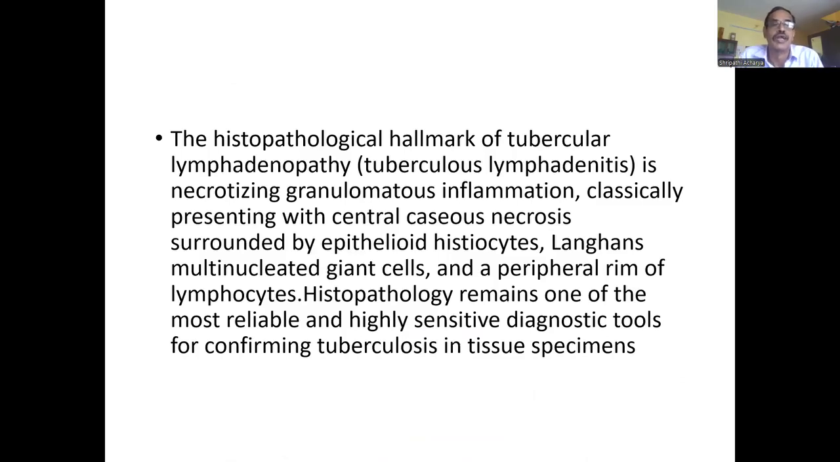First, tubercular lymphadenitis. The histopathological hallmark of tubercular lymphadenitis is necrotizing granulomatous inflammation, classically presenting with central caseous necrosis surrounded by epithelioid histiocytes, Langhans multinucleated giant cells, and a peripheral rim of lymphocytes. Histopathology remains one of the most reliable and highly sensitive diagnostic tools for confirming tuberculosis in tissue specimens.